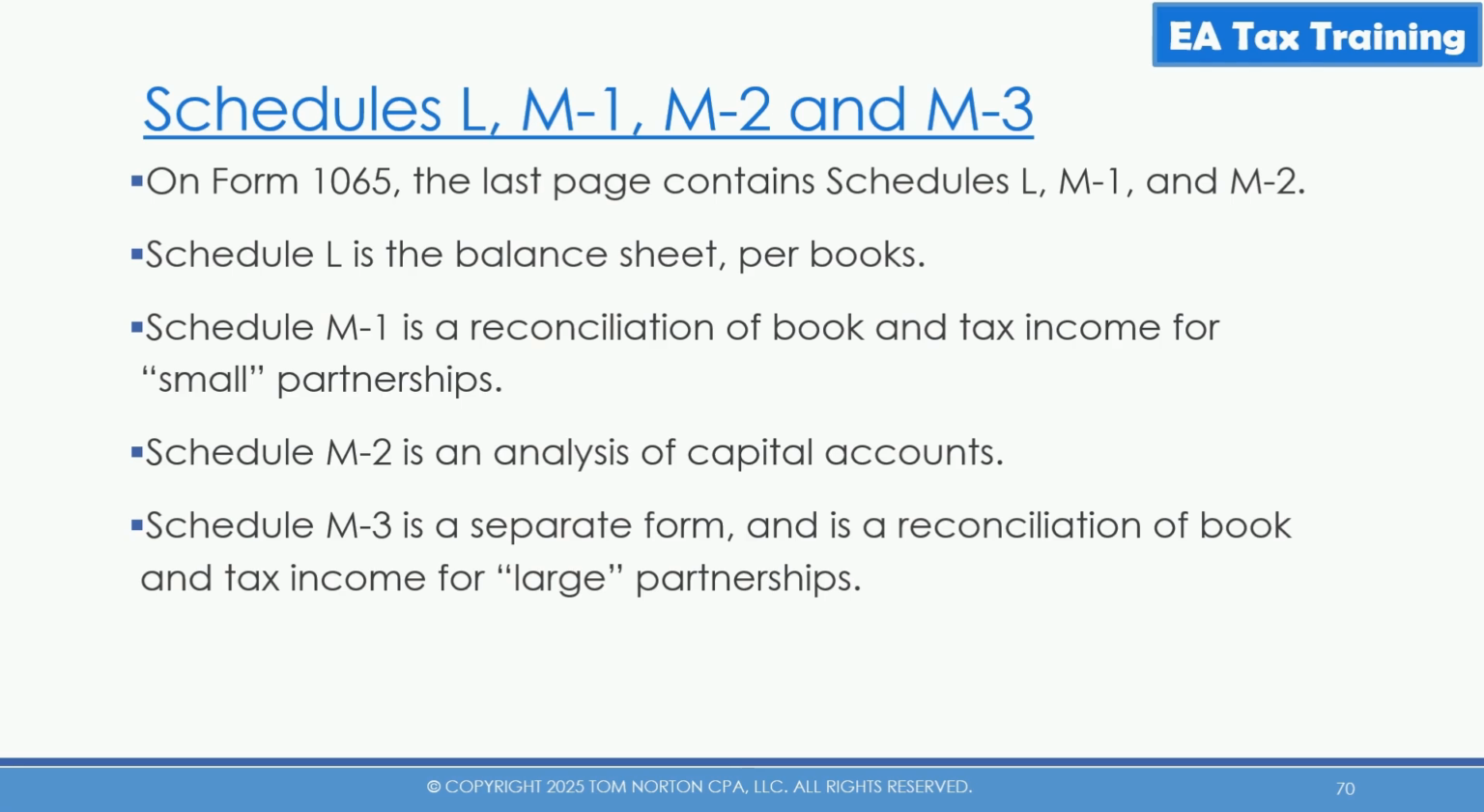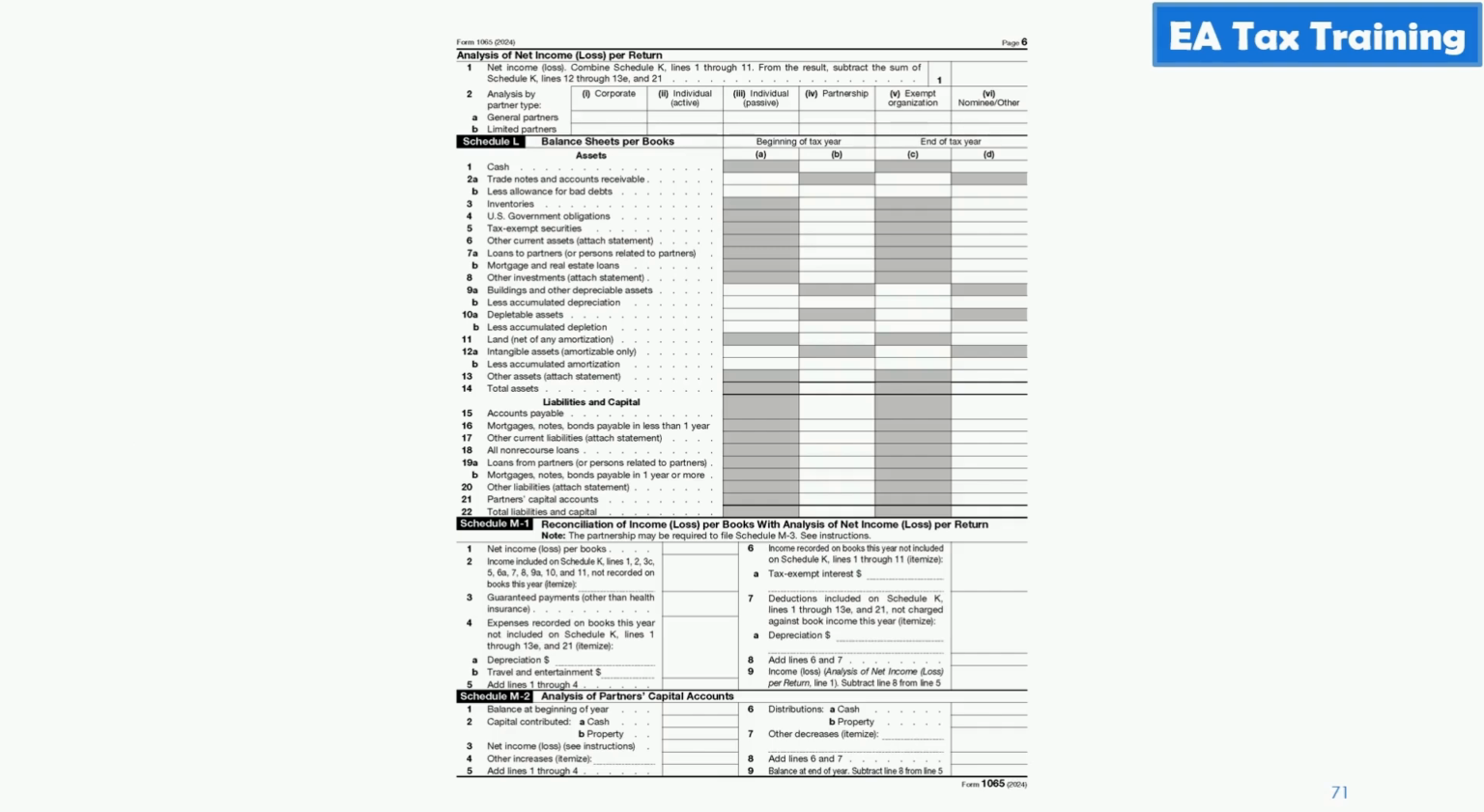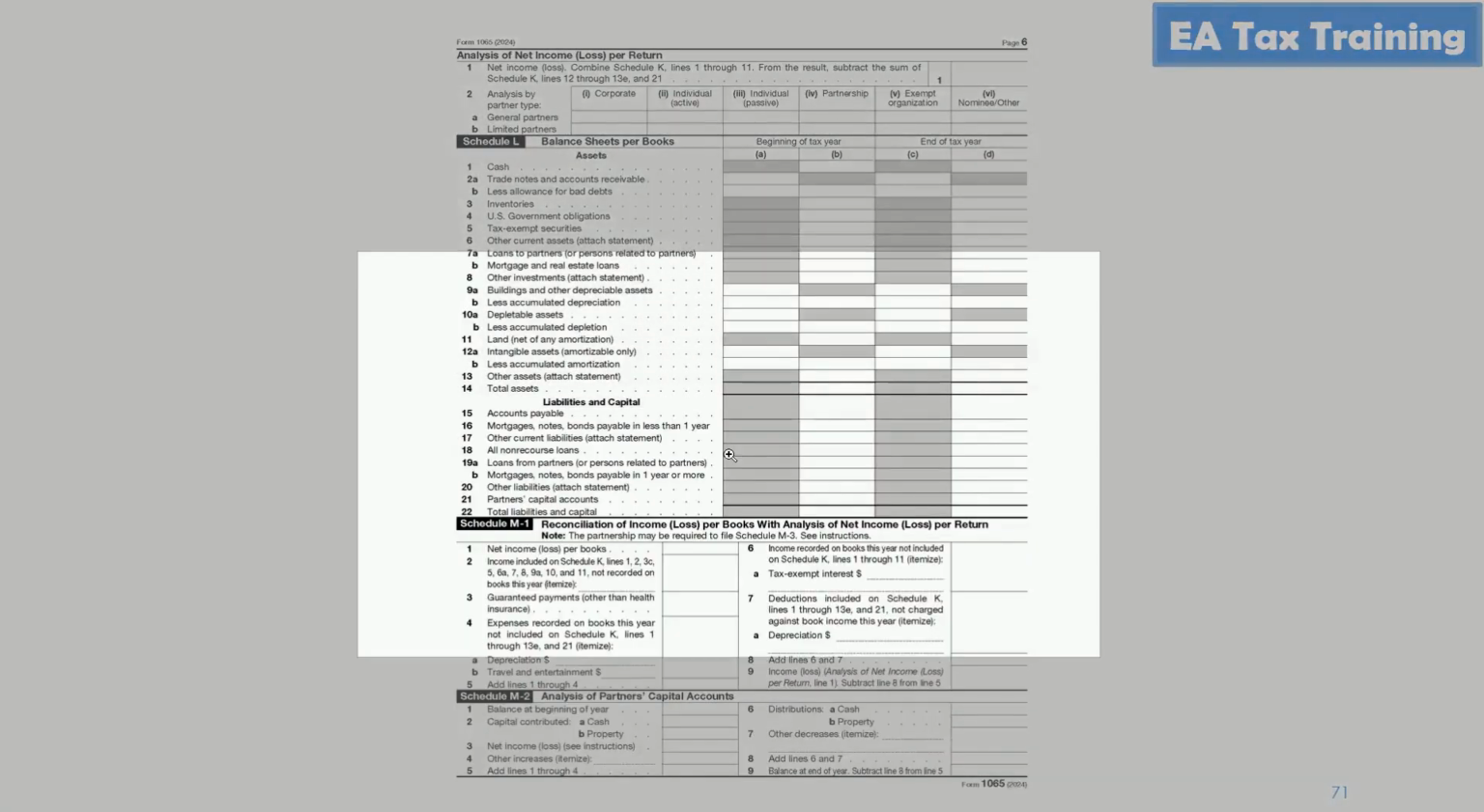And Schedule M3 is a separate form, so it's not listed with M1 and M2. It is a reconciliation of book and tax income for large partnerships. So M1 reconciles book and tax income for small partnerships. M3 reconciles book and tax income for large partnerships. So let's look at Schedules L, M1, and M2.